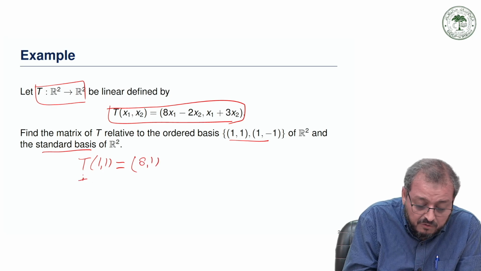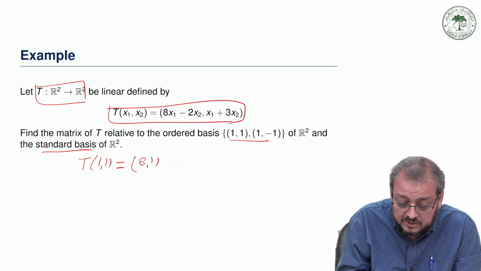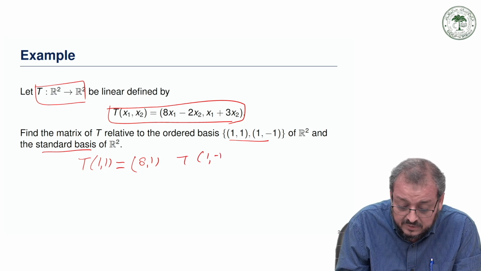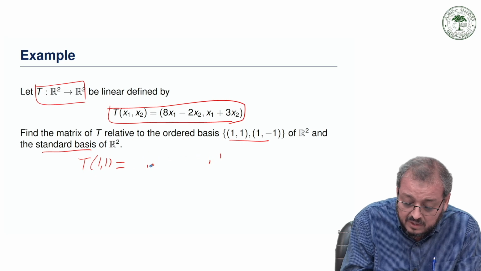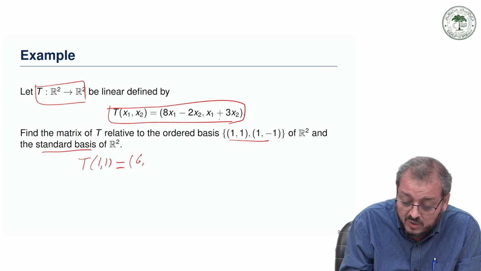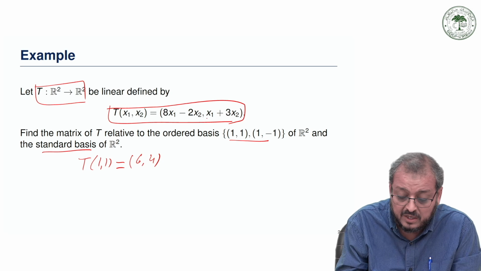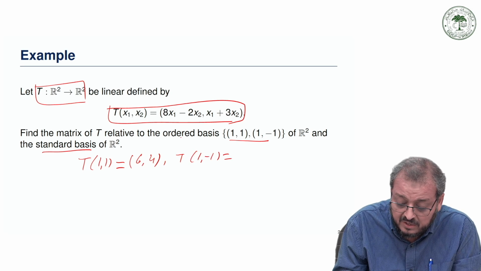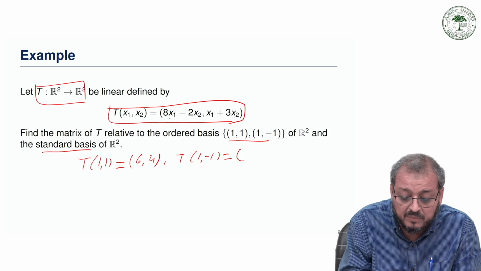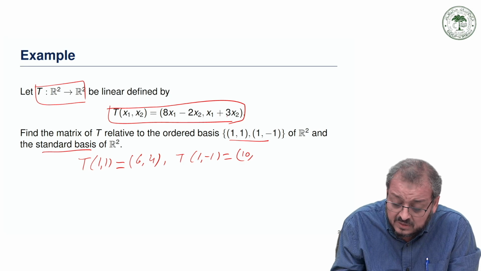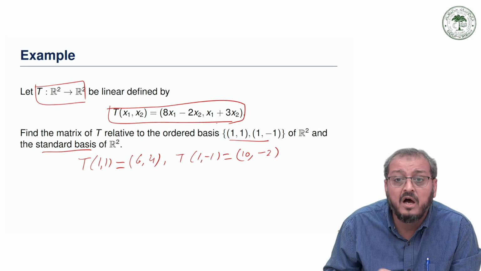Then we calculate T of (1, minus 1). Okay, sorry, this is not correct. Just a minute. We calculate T of (1, 1), that is 8 minus 2 which is 6, and then 1 plus 3 is 4. Then again we take T of (1, minus 1), and then we have 8 plus 2 which is 10, and 1 minus 3 is minus 2.